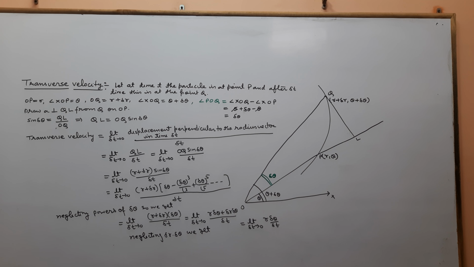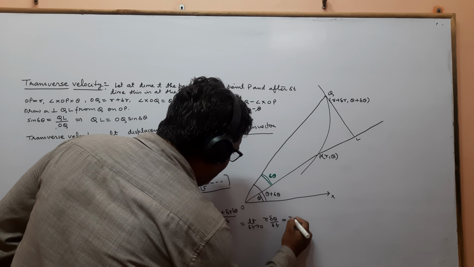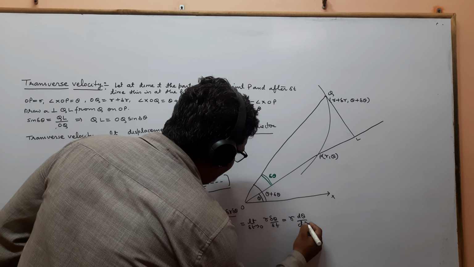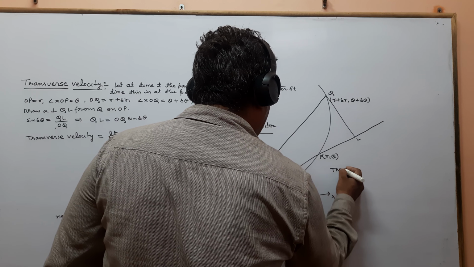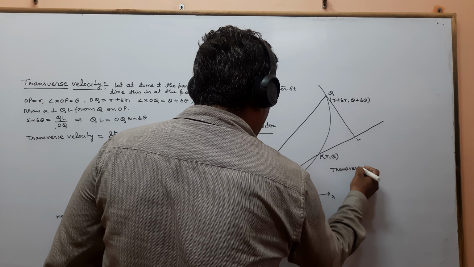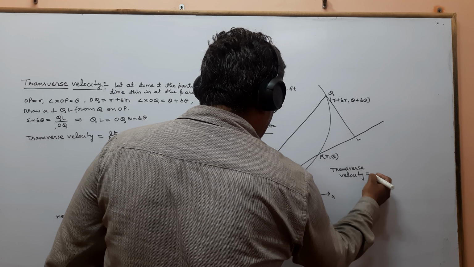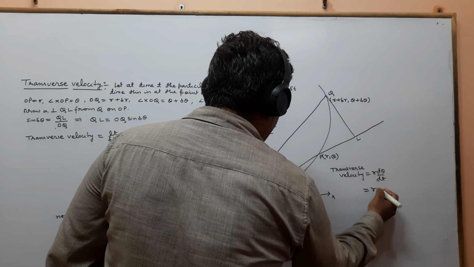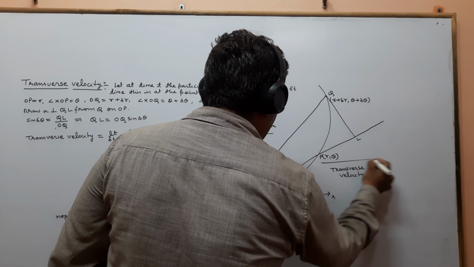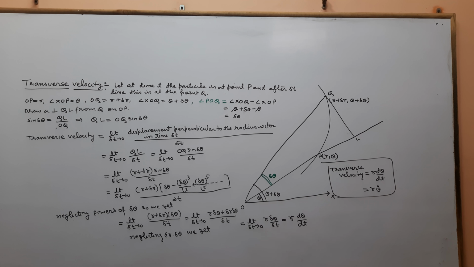When we take the limit, we get r d theta divided by dt. So we get the transverse velocity equal to r d theta upon dt, or this can be written as r theta dot. So this is the transverse velocity.